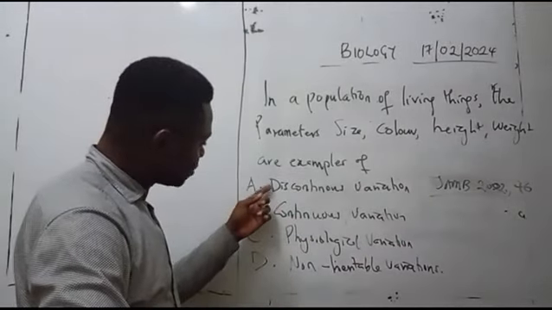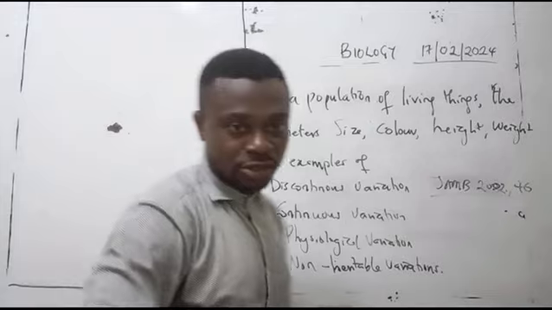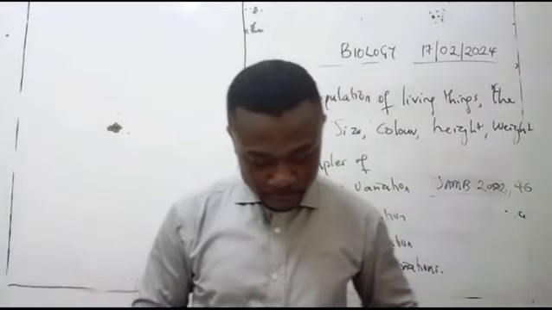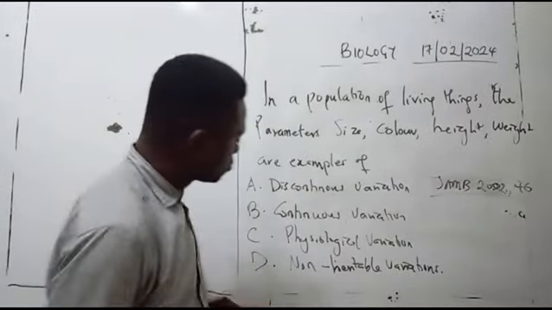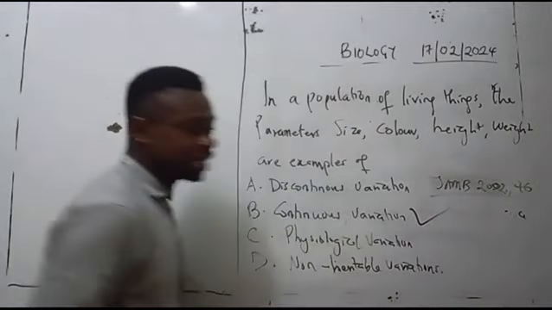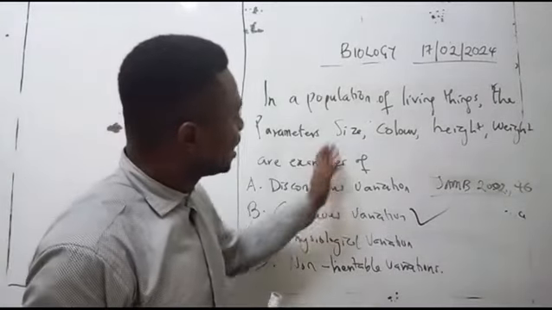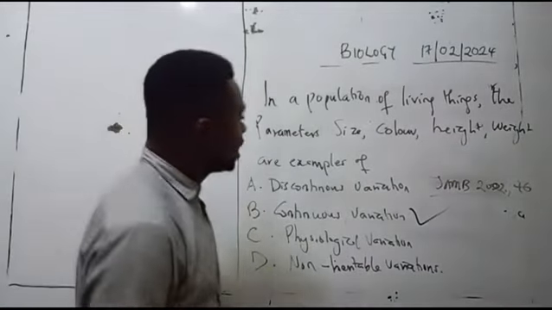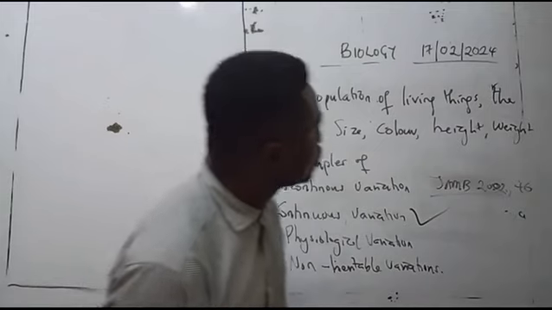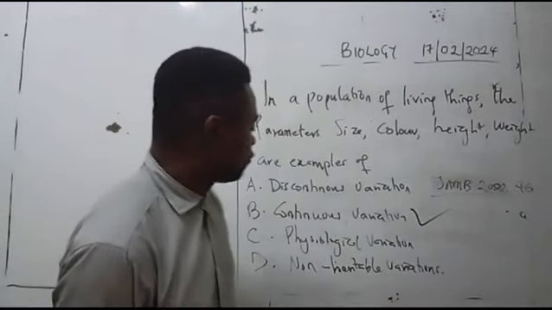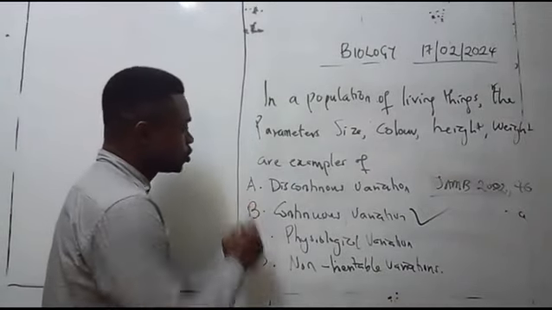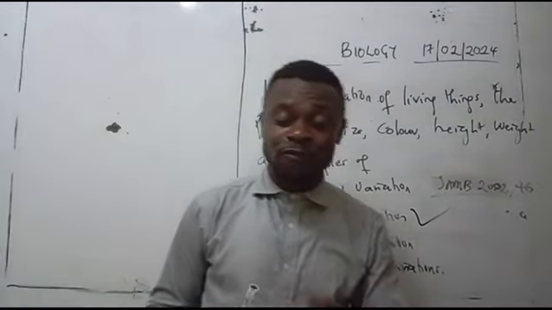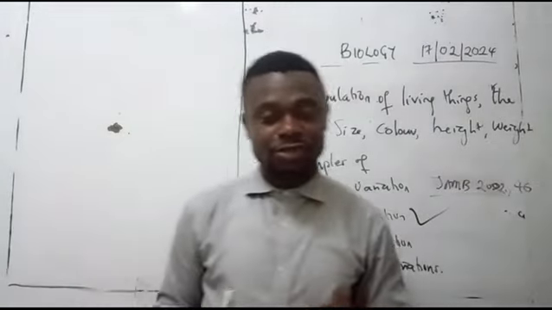So this is not the answer. The answer is B, continuous. They are all continuous, as you can see. So the answer to JAMB 2002 biology question 46 is B, continuous variation.